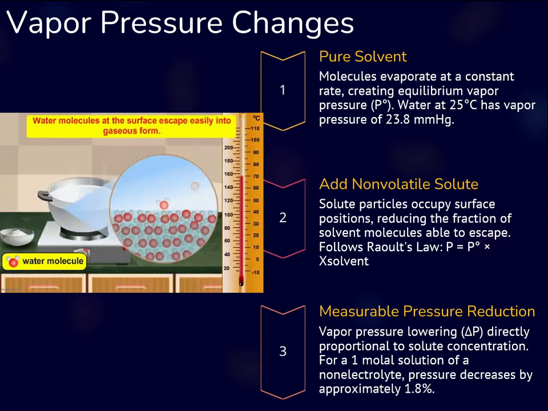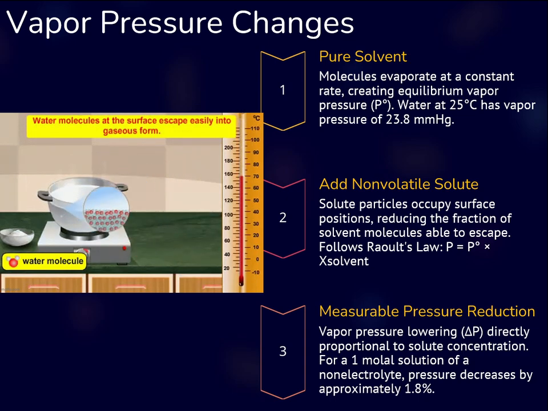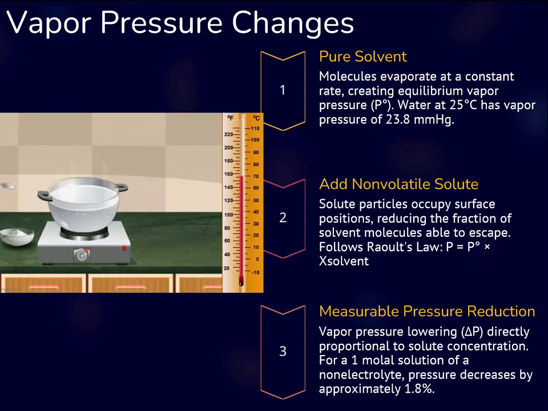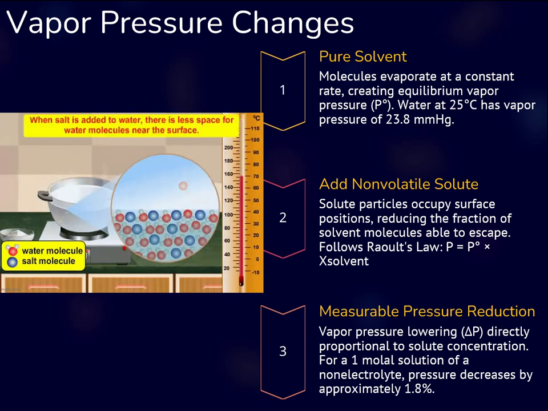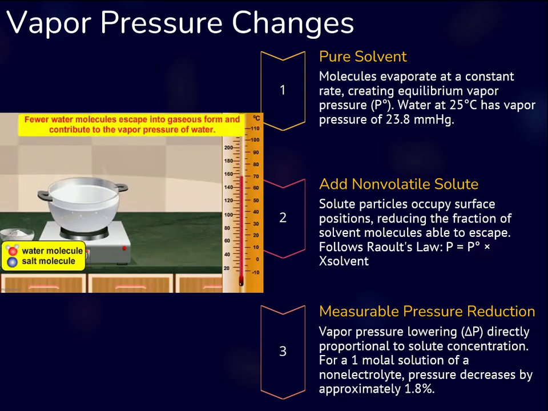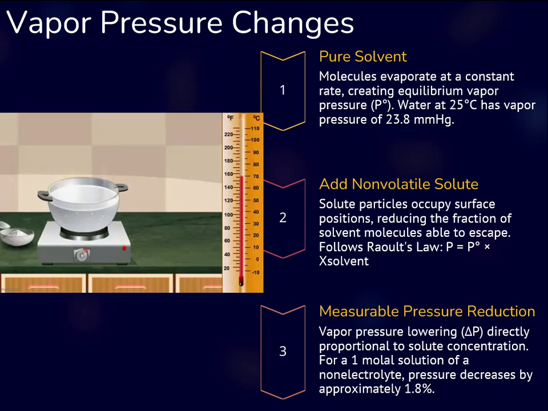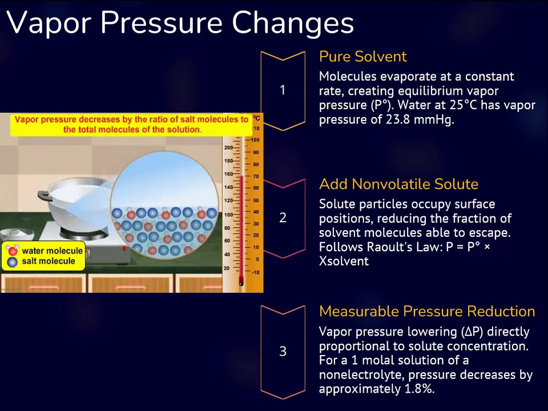In a closed container, these solvent molecules bounce around, but fewer of them can leave the liquid and enter the vapor phase because some of the surface area is blocked by the solute particles. This is the foundation of two important colligative properties: boiling point elevation and freezing point depression.